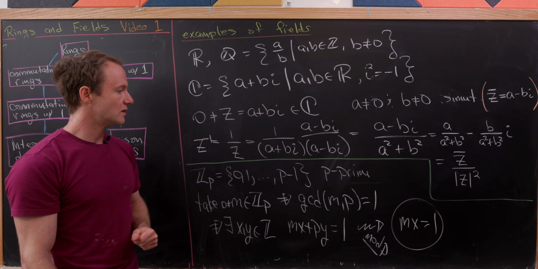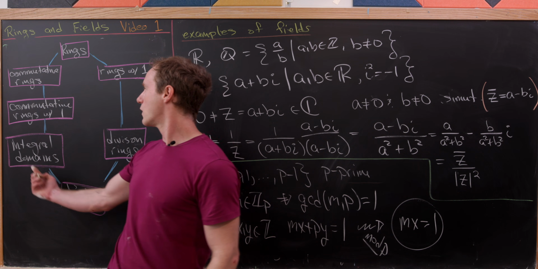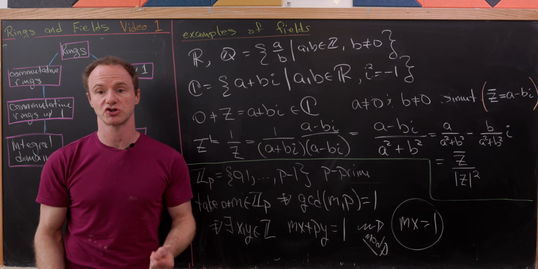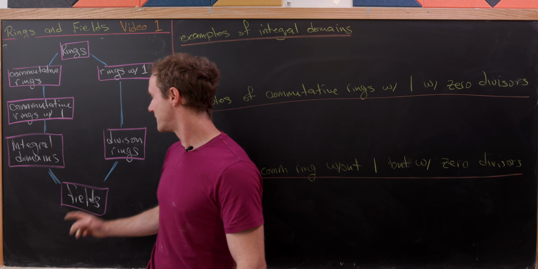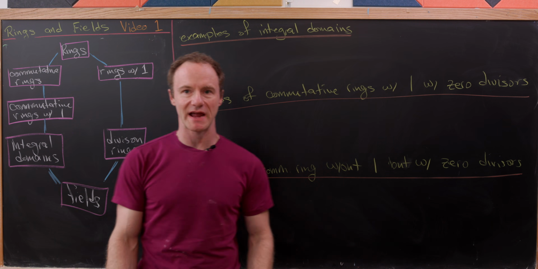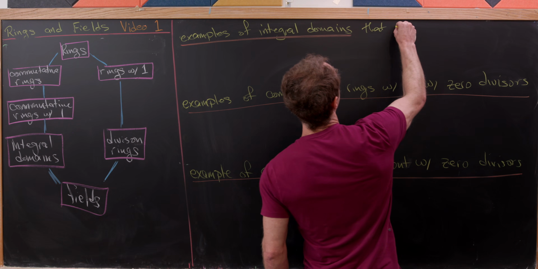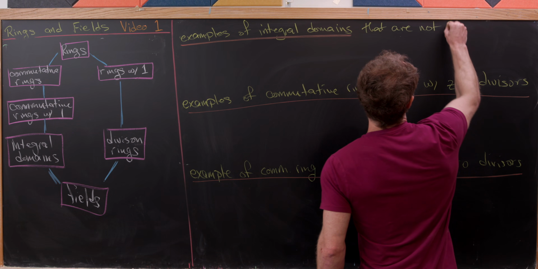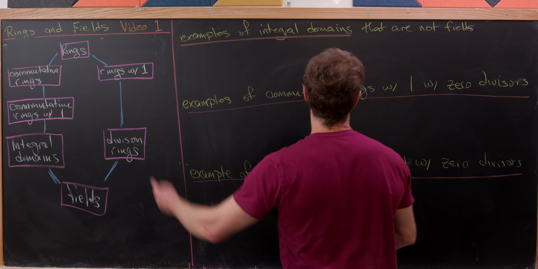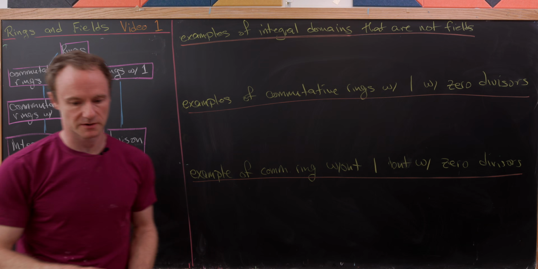Okay, so what have we done so far? Well, we've looked at a bunch of examples of fields. Now let's go up this left branch right here to look at examples of these other structures. So the first thing will be integral domains that are not fields. So let's put that in here. Here we're doing the this-but-not-that as we go up this commutative branch of our picture.